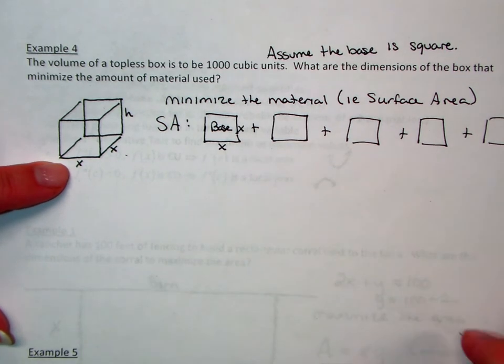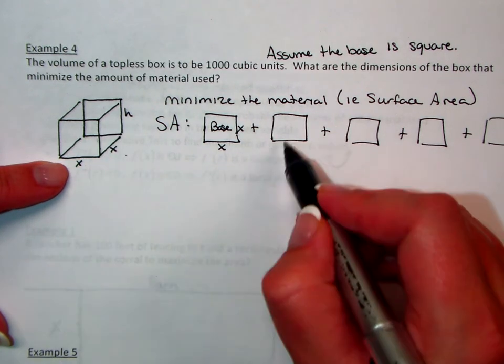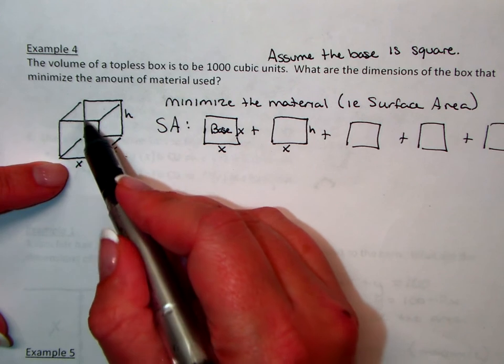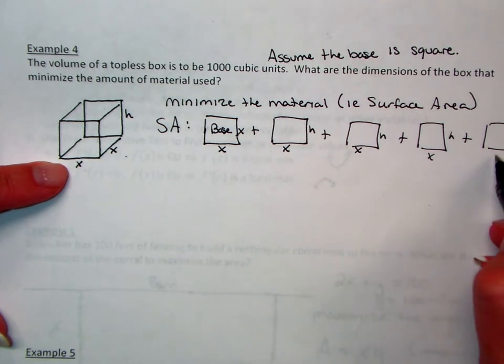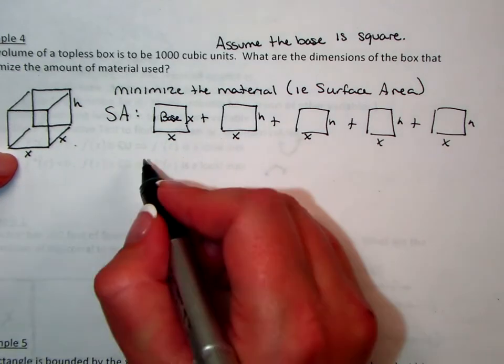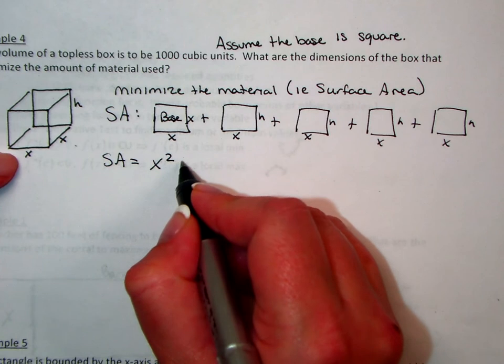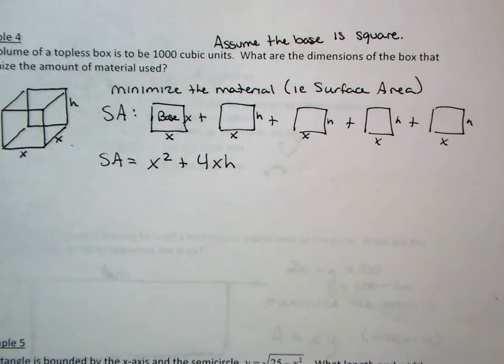What's the dimension of the side? Okay, this side is x times h. X on the bottom, h up the side. But it's going to be the same all the way around, right? X by h, x by h, x by h. So we have a surface area equal to x squared plus 4xh, the area of the base plus 4 times the area of the sides.